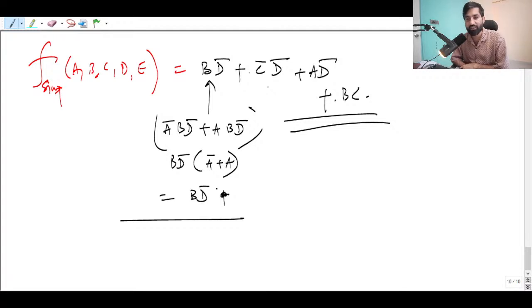So number of pairs are 0 in this case. Number of quads are 1. Number of octets they might ask you. ठीक है. They might ask number of octets, number of pairs, number of quads in 5 variable K map. So I think 5 variable K map is simple, not tough, right? So I believe this is fine for all, right?